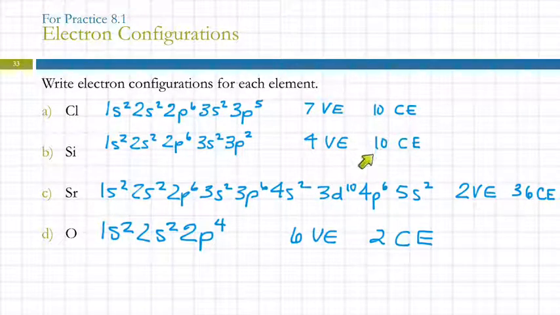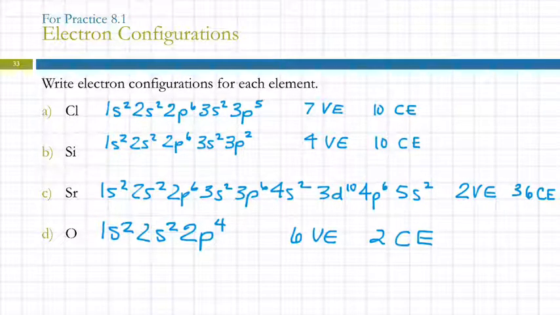The number of core electrons for the main group elements corresponds to the number of electrons that the previous noble gas has. So if you look at the noble gases, helium has 2, neon has 10, argon has 18, krypton has 36, xenon has 54. Those are the number of core electrons you're going to see for main group elements.